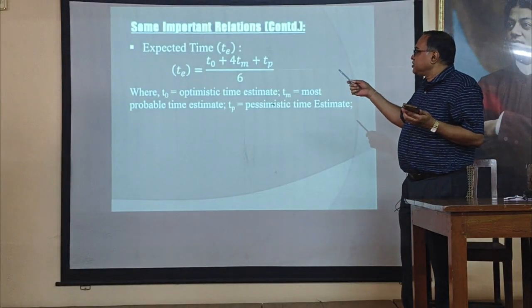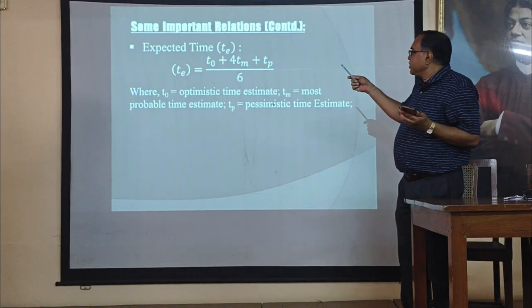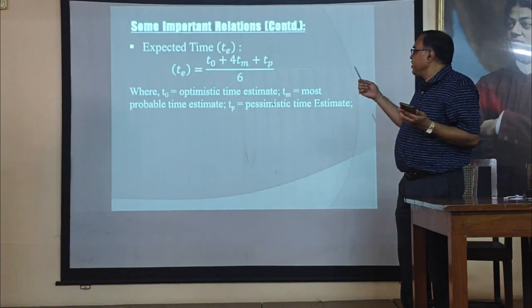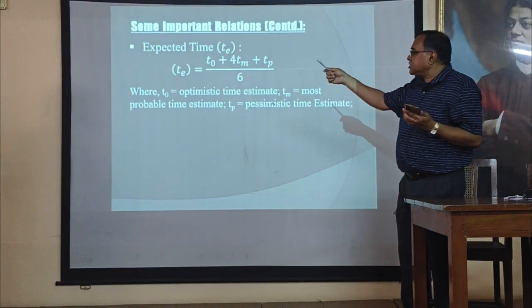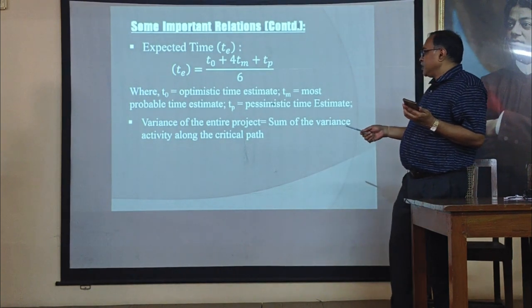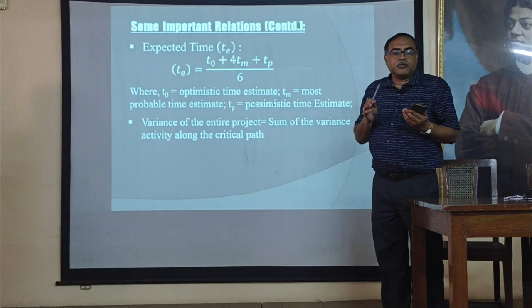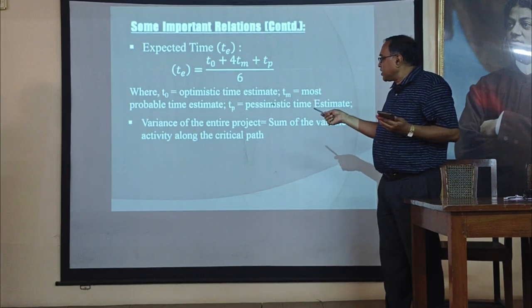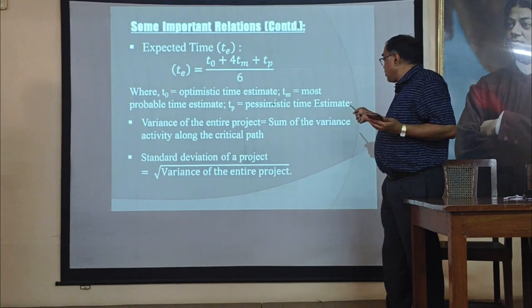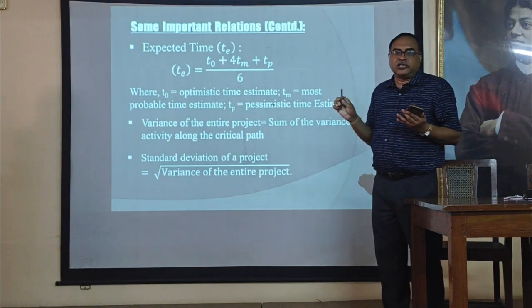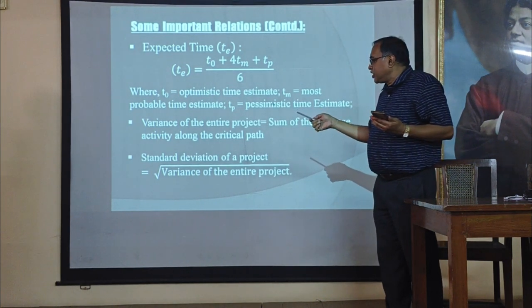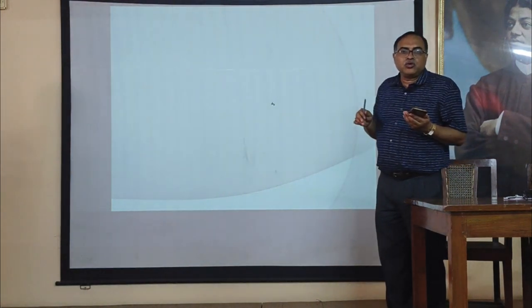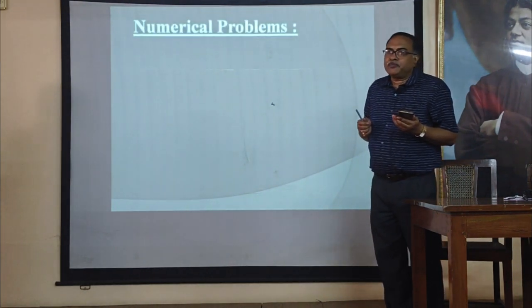Expected time in our PERT, TE, is equal to (TO plus 4TM plus TP) divided by 6, where TO is optimistic time, TM is most probable time, and TP is pessimistic time. Next, the variance of the entire project. In our PERT case, for the total project, we first calculate the variance of the entire project, which is the sum of the variances of activities along the critical path only. Then the standard deviation of the total project is equal to the square root of the variance of the entire project. These are the relationships we can use in our PERT and CPM numerical problems.